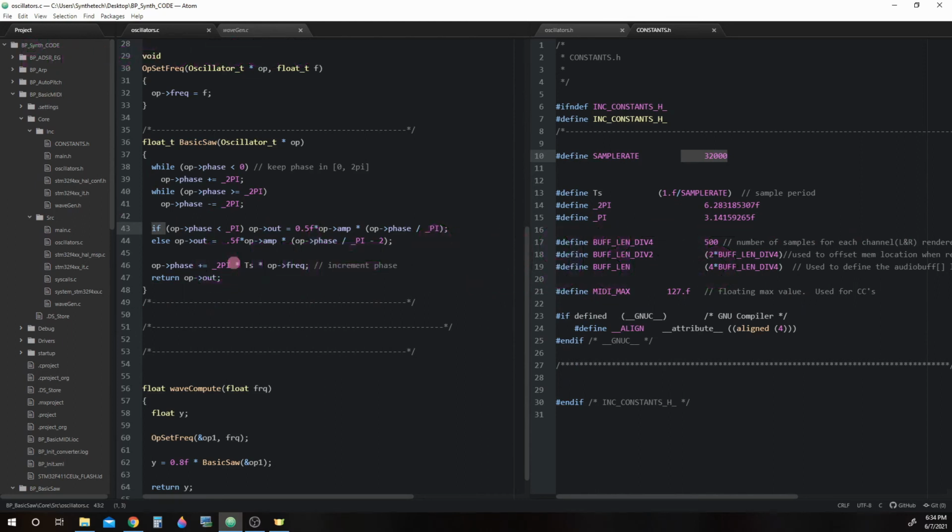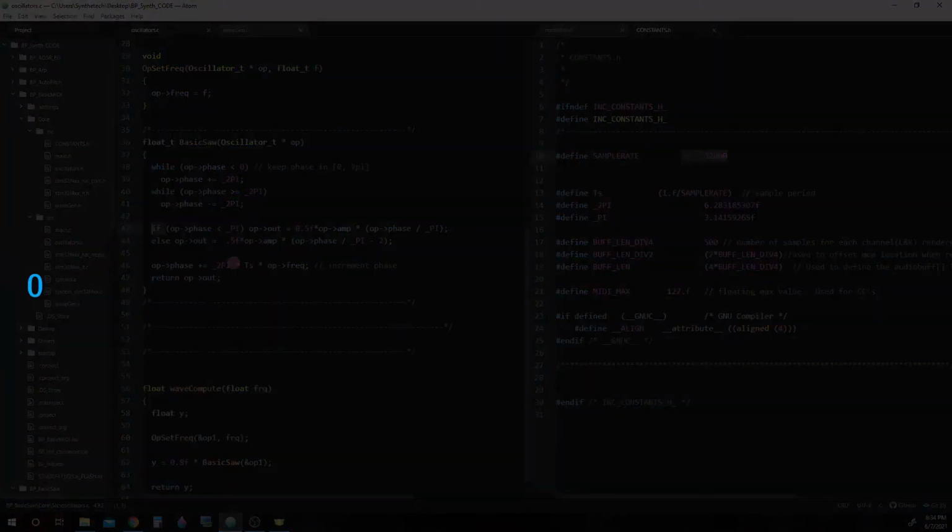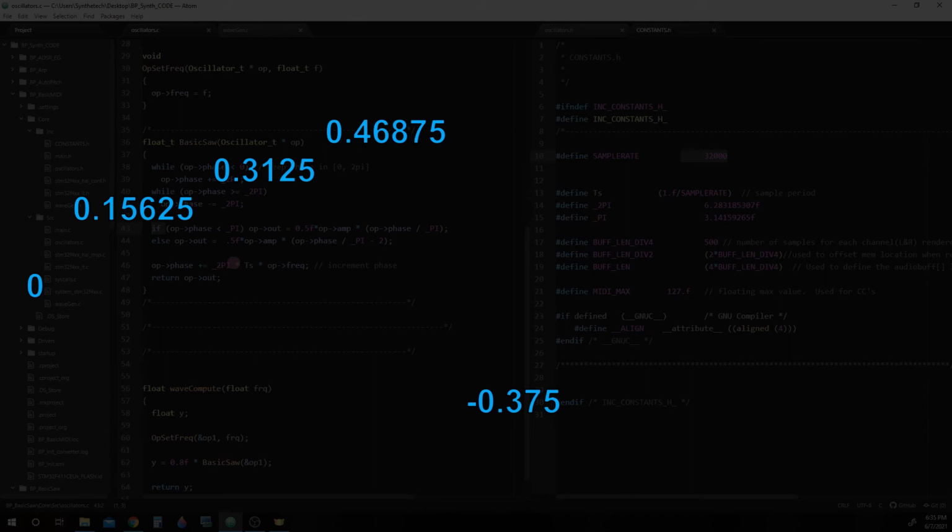To review, our output values in this exercise are as follows: 0, 0.15625, 0.3125, 0.46875, negative 0.375, negative 0.21875, negative 0.0625, and then 0.09375. We are cycling between samples very fast due to the 5000 Hz frequency, so these values change quickly. If I had chosen a much slower value, it would have taken hundreds or thousands of steps between samples before we completed a full cycle, so I chose to use a high frequency to cycle through them quickly.